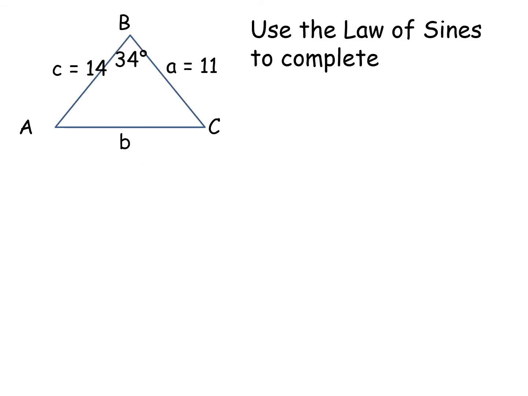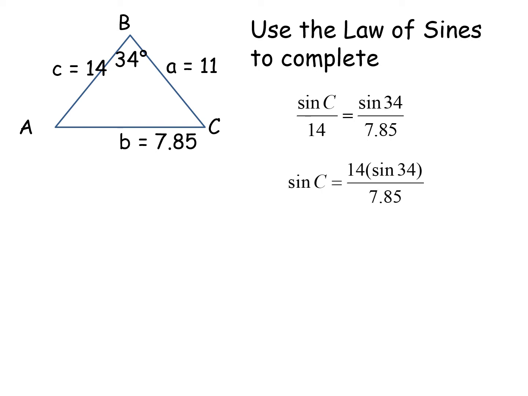But it asked us to solve the whole triangle, and all we did was find side b. But now that we know side b, I can now use my law of sines to finish this up. I'm only going to use my law of cosines when I have to, because once again, the law of sines is a much easier equation. So I'm going to say the sine of C over 14 is the sine of 34 over 7.85. I could just as easily have started with the sine of A over 11. It doesn't really matter. I just happen to choose to do C first.